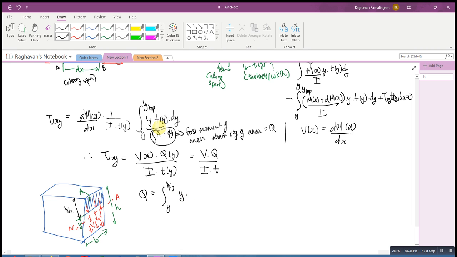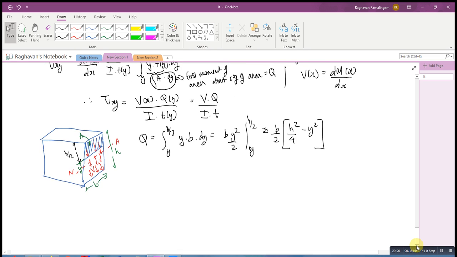So what is Q? Q is nothing but the integral of y into t of y dy. T of y here is not a function of y, it's a constant thickness b. It's a constant width b, so I can just say b into dy. So this gives me b y square by 2 between y and h by 2. Therefore, this becomes b by 2 into h square by 4 minus y square. This is the value of Q, the expression for Q.